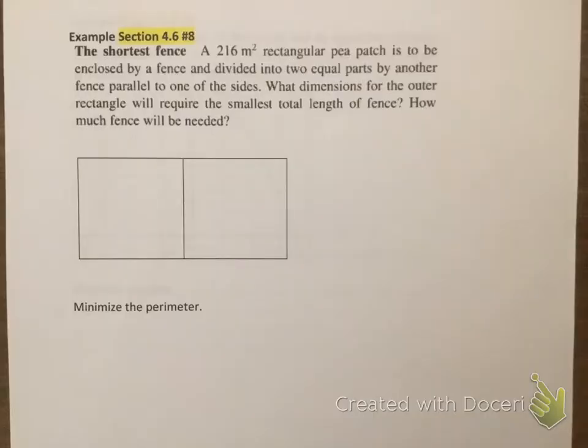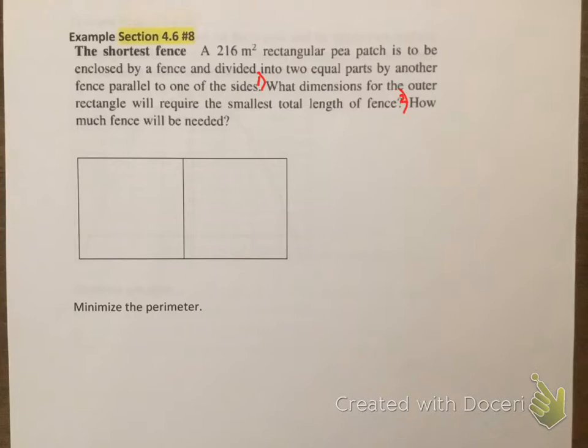Let's look at our first problem together. Take a minute, pause the video, and then we will read it together, underlining some important information. A 216 square meter rectangular pea patch is to be enclosed by a fence and divided into 2 equal parts by another fence parallel to one of the sides. What dimensions for the outer rectangle will require the smallest total length of fence? That's my first question. And my second question is how much fence will be needed?